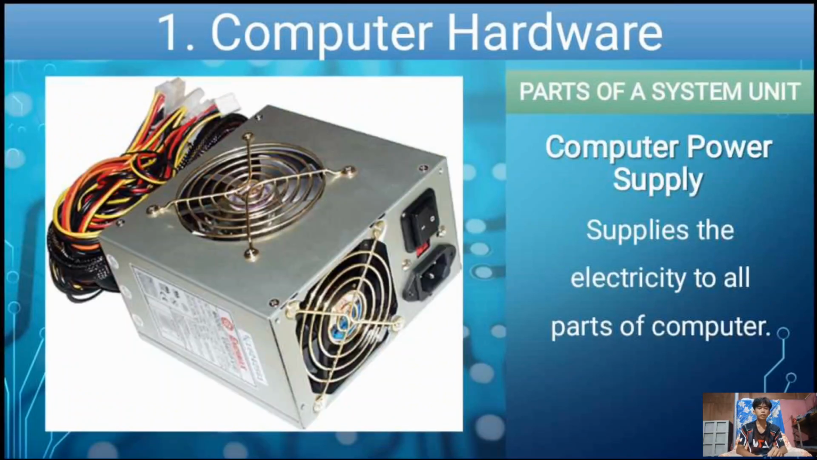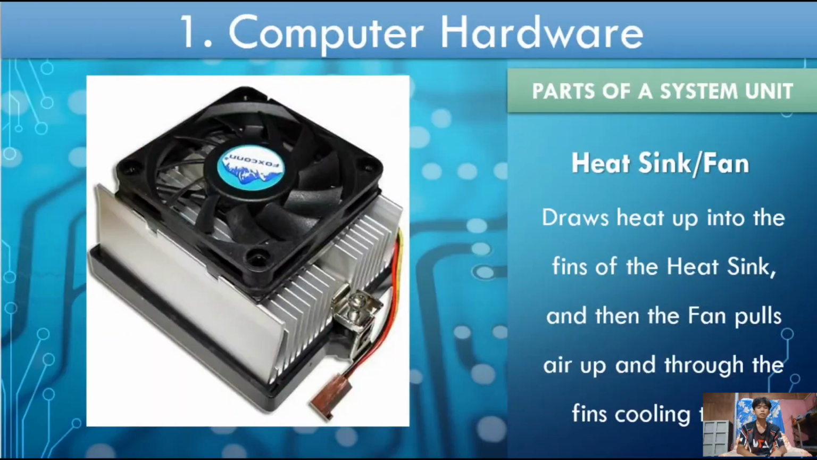Computer power supply supplies electricity to all the parts in the computer. Heat sink or fan. This sits on top of the CPU and draws heat up into the fins of the heat sink, and then the fan pulls air up and through the fins, cooling them. That is how the CPU stays cool. Otherwise, it would overheat and shut down the computer.